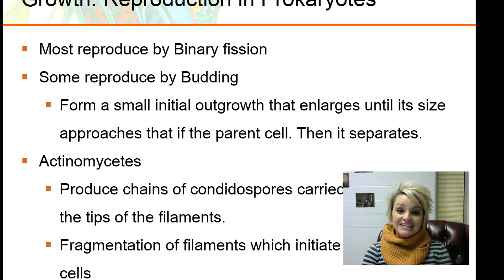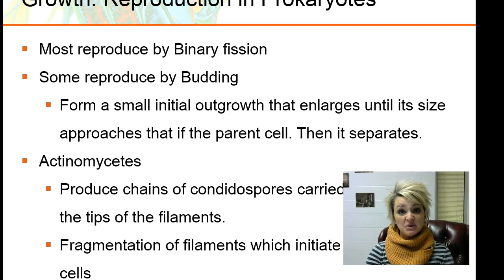can reproduce. There is another way that some, and it's not a lot, but some will actually do a process called budding. And with budding, what we do is we have an outgrowth. It's a little out pocket that's very small initially, but then it starts growing. And it grows and it grows until it gets about the size of the parent cell, and then it pops off.